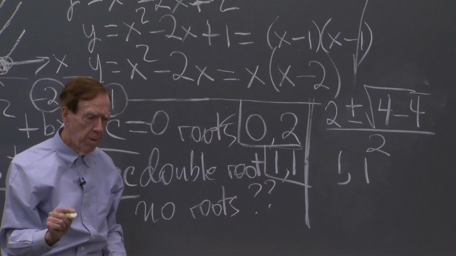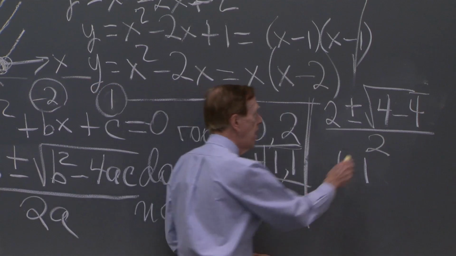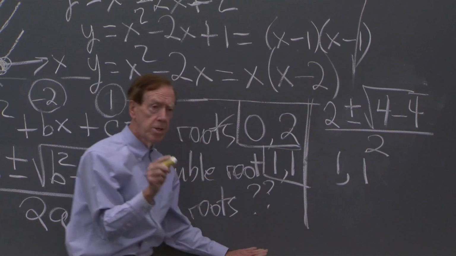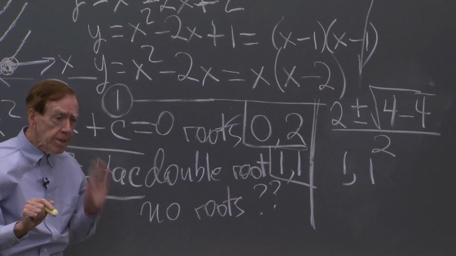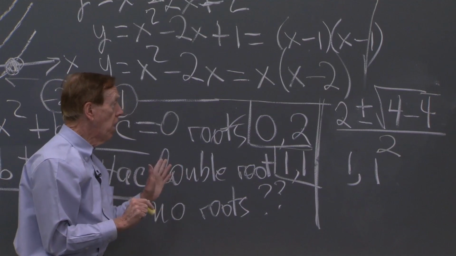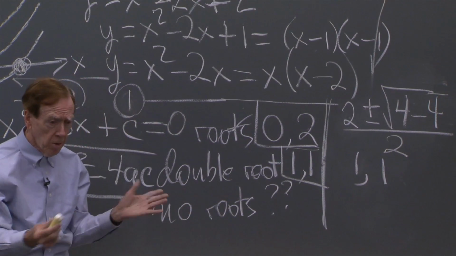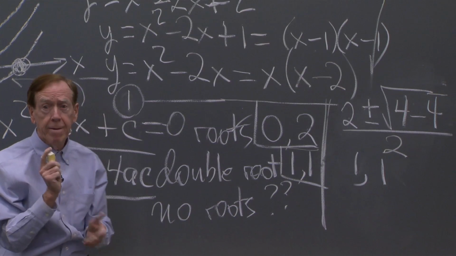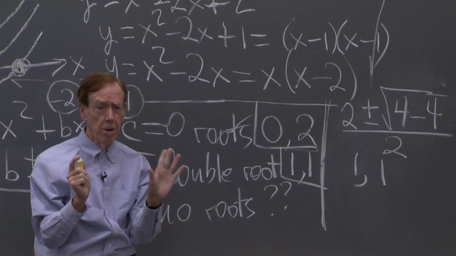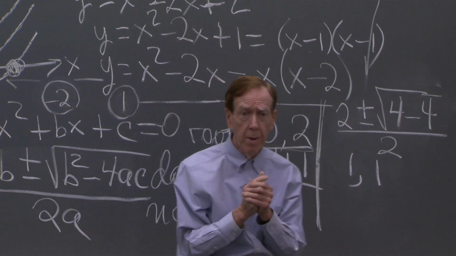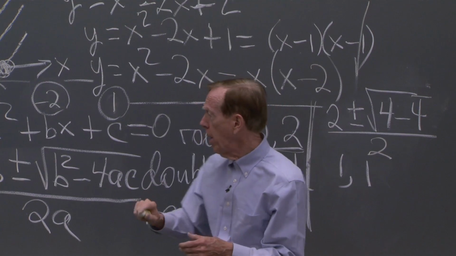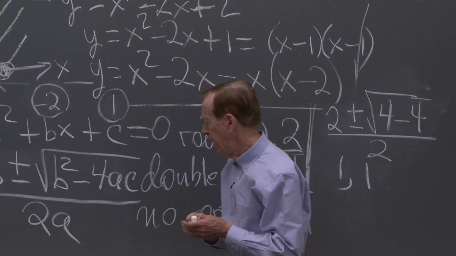The double root. The double root happens when this square root is 0. That's when you get the double root, because then the plus and the minus are both plus 0 and minus 0, no difference. All right, third one. This is the new one now. This is the one where we're going to find a root where our picture doesn't show one.